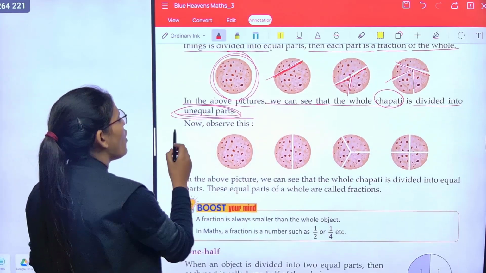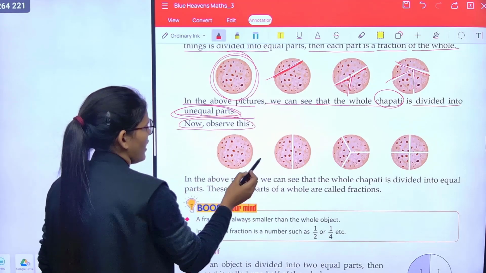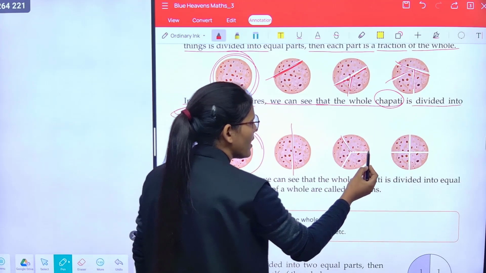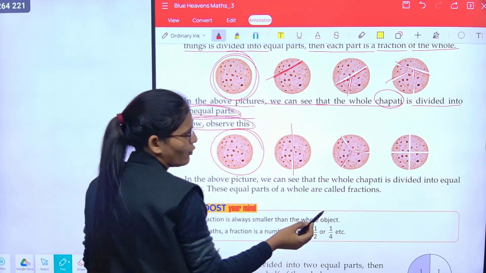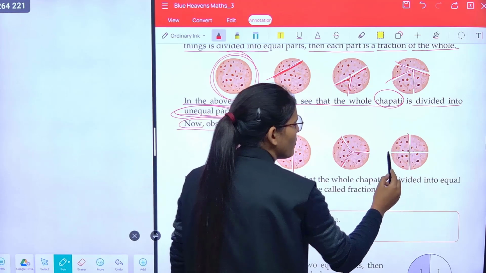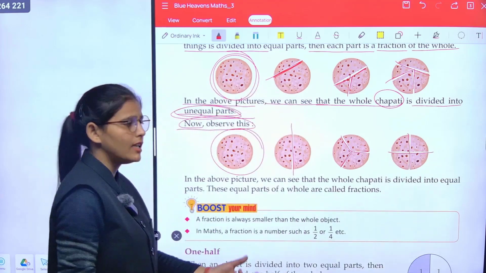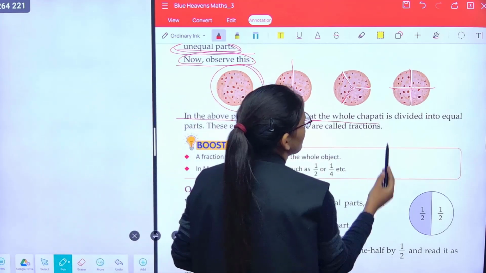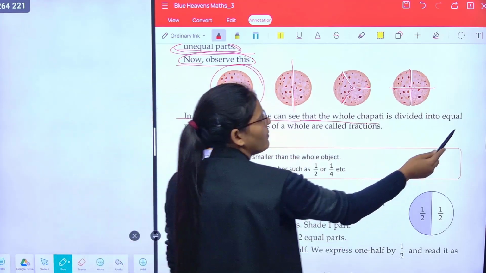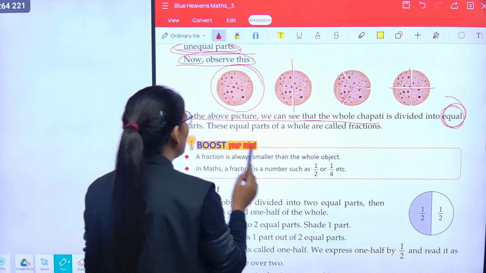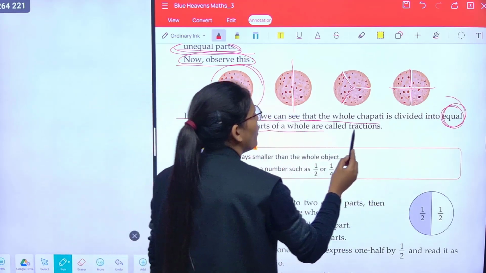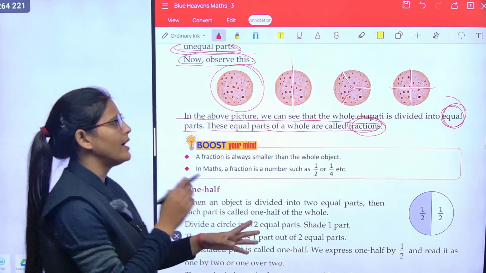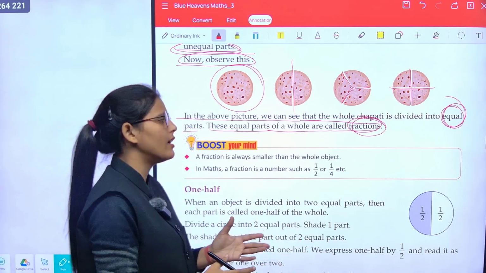ओके, नाउ ऑब्जर्व दिस. ये चपाती है, हमने इसको हाफ पार्ट में. नाउ हमने यहाँ पे 3 पार्ट्स तो किए बट ईच पार्ट इज इक्वल. Now 4 parts, all parts are equal. In the above picture, we can see that the whole chapati is divided into equal parts. These equal parts of a whole are called fractions. हम किसी भी ऑब्जेक्ट को ग्रुप में इक्वल पार्ट्स में डिवाइड करते हैं तो वो हमारा क्या होता है? फ्रैक्शन होता है. अंडरस्टूड क्लास?